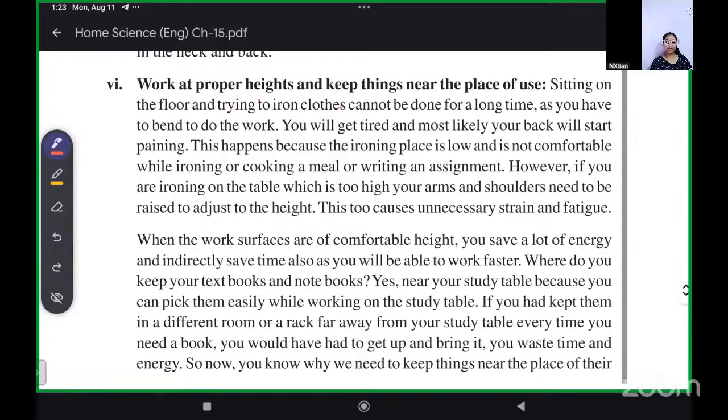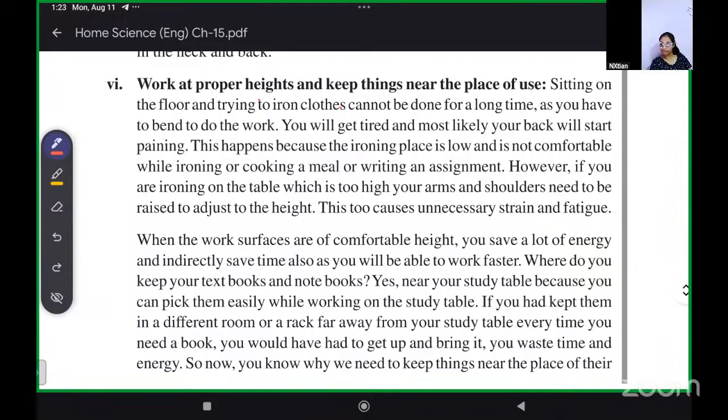But now what I do is I gather the things together, place them beside me on my table, and then I sit to work so that I don't have to get up 10 times to get everything. So that's what we have to do: we should keep the things that we need near us.